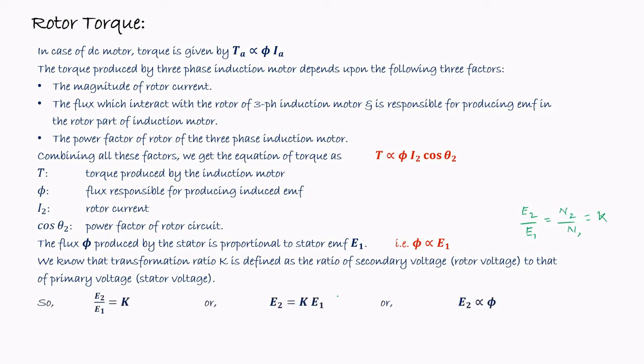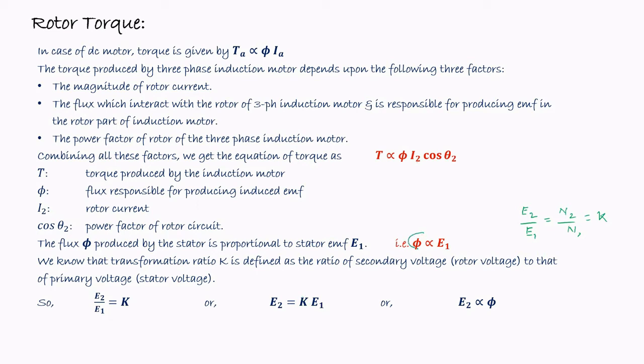So we can write E2 is equal to K into E1, where E2 is the induced EMF in the rotor winding per phase, E1 is the supply voltage in the stator winding per phase, and K is the transformation ratio.